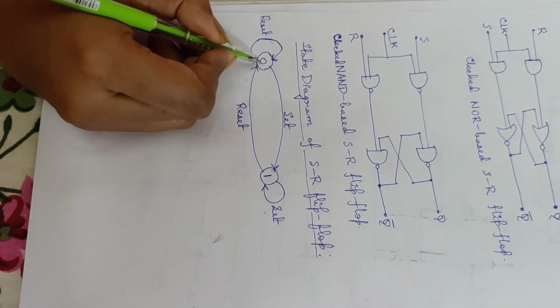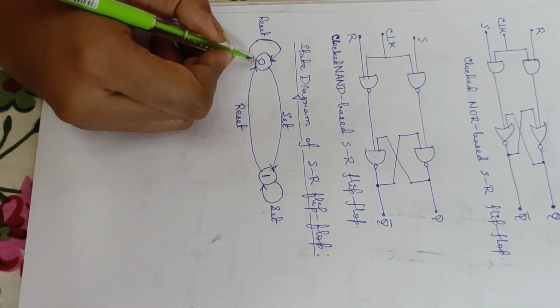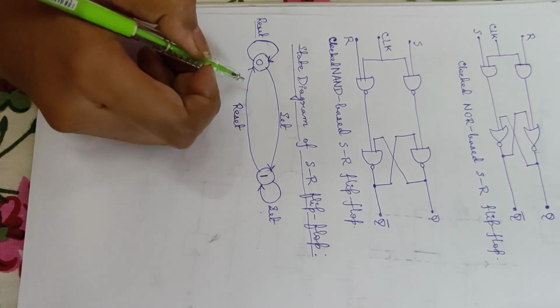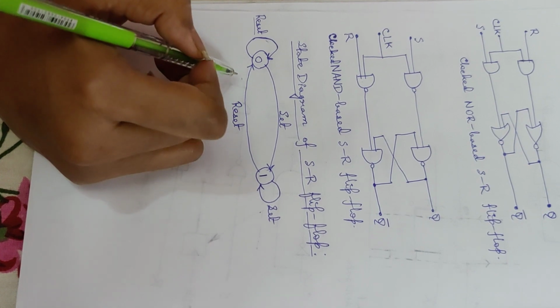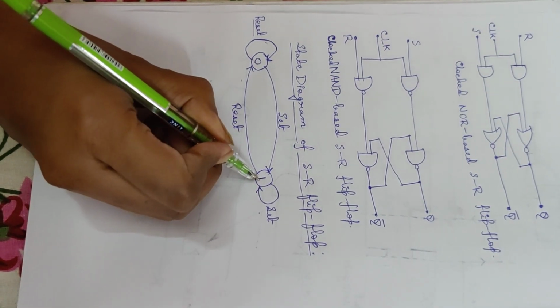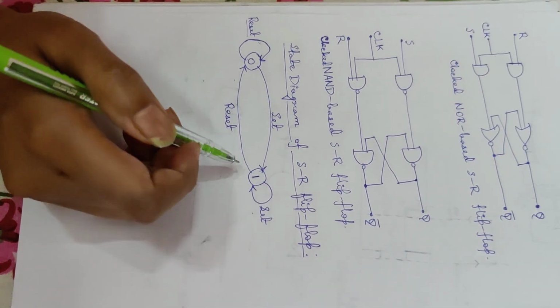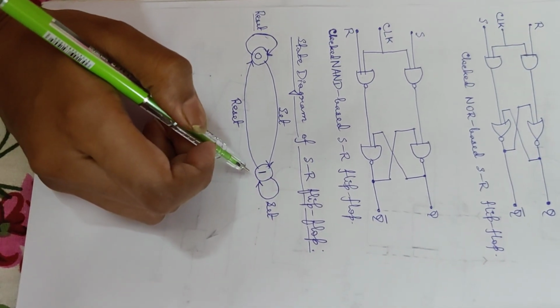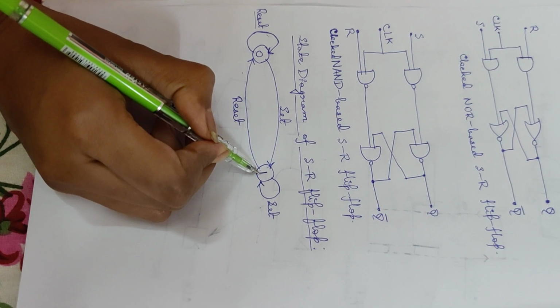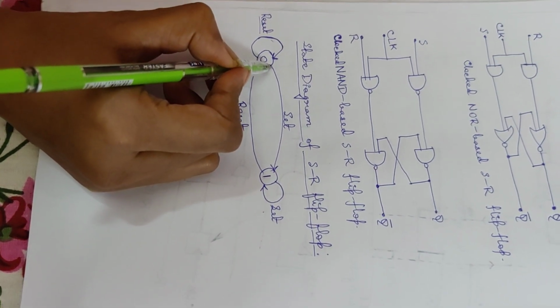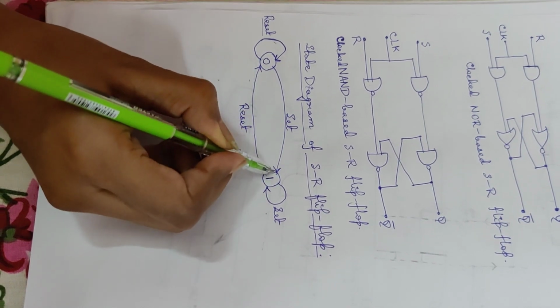And if the output of flip-flop is 0, that means the flip-flop is reset. Next, it is going to state 1 from state 0. Then we can say that if the output of flip-flop is 1, that means the flip-flop is set. So the flip-flop is going from state 0 to state 1 like this.